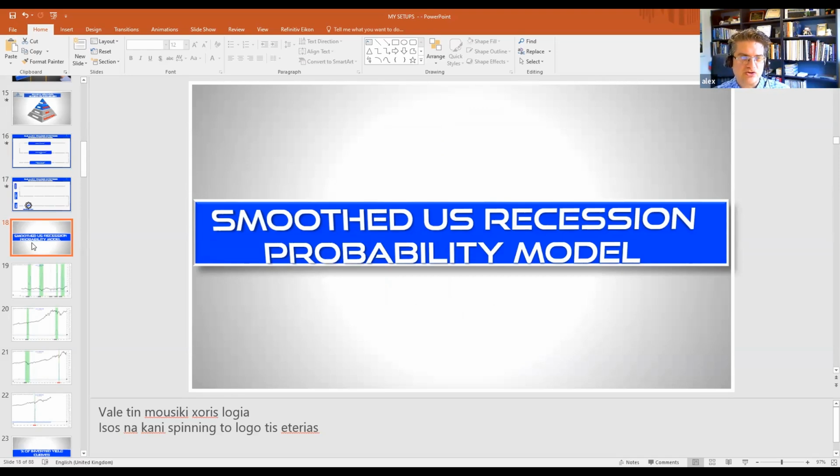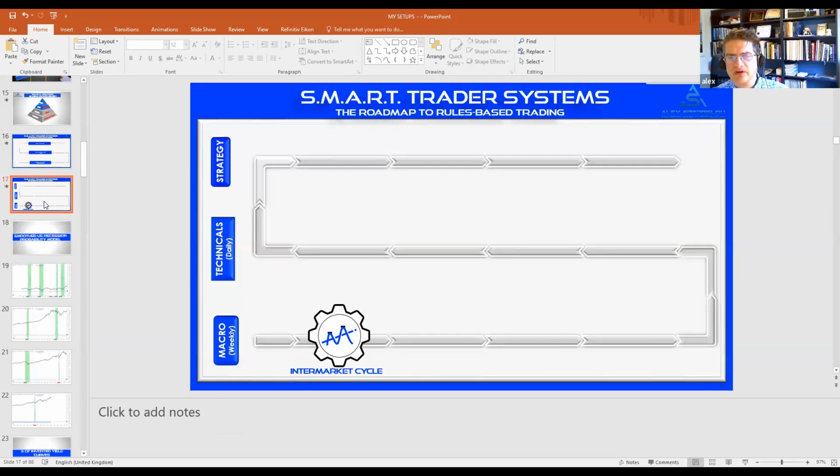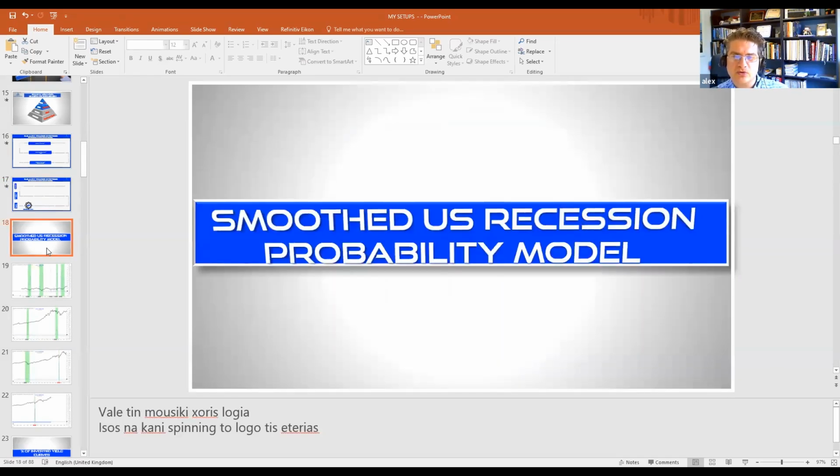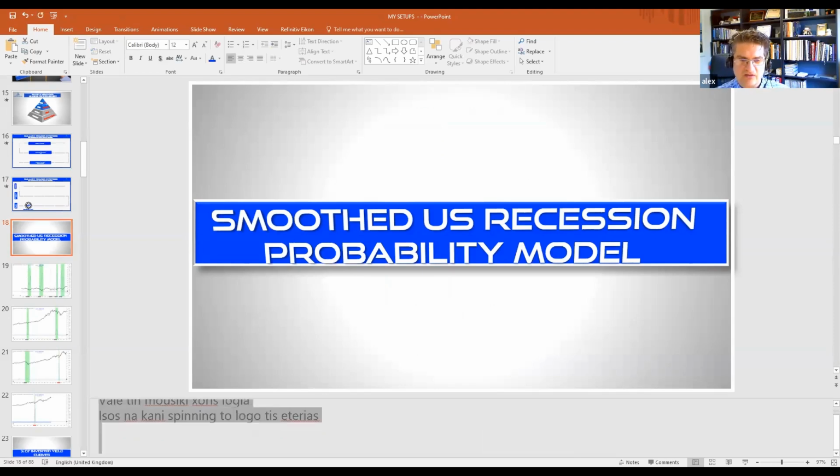So let's go back one slide. Again, starting from the intermarket cycle and macros, what I'm looking at is one of the models. I use the smooth US recession probability model. It basically shows you, combining various factors, if we are in a recession or not. This is a Fed model. So let's look at its history and then see what it says now.